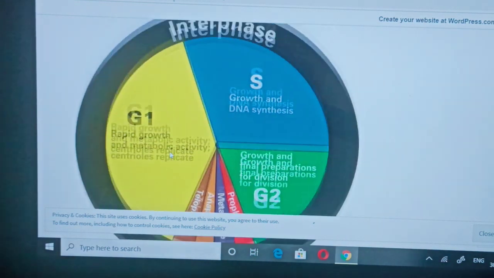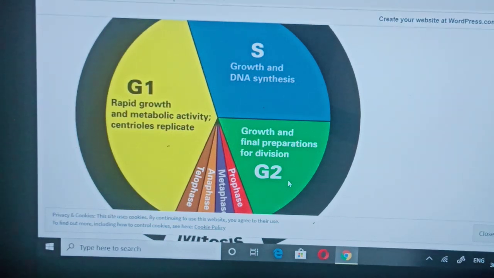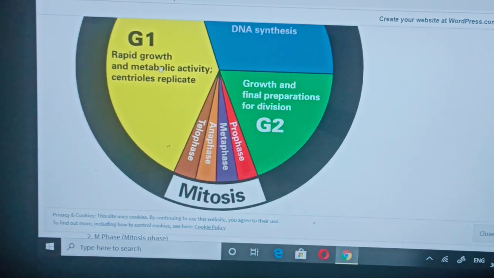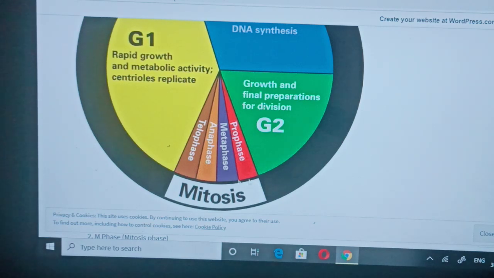That means if a cell comes here, then it has to go to the G1 phase, then the S phase, then the growth phase, G2 phase. Now these three phases come under what phase? Interphase. And after completion of the interphase, the end part of which is the G2 phase, it goes to the mitosis process. And this mitosis process again has phases, that is PMAT: prophase, metaphase, anaphase, and telophase.